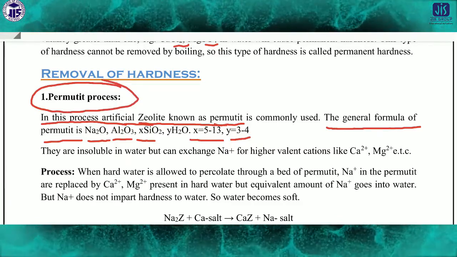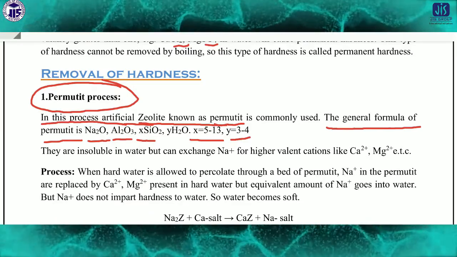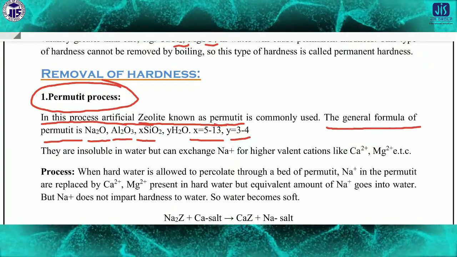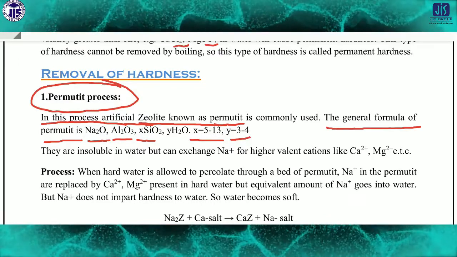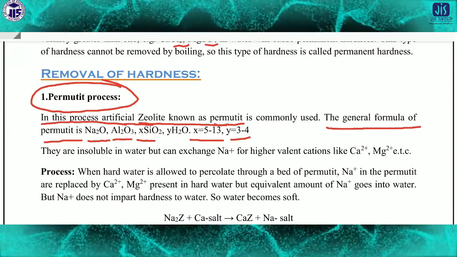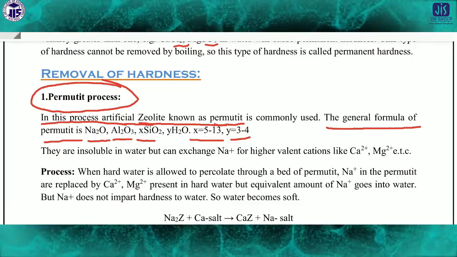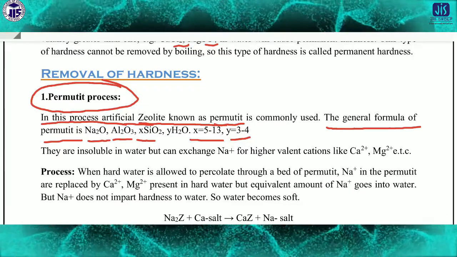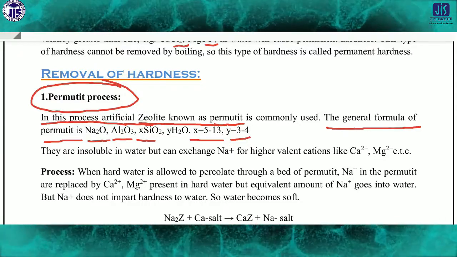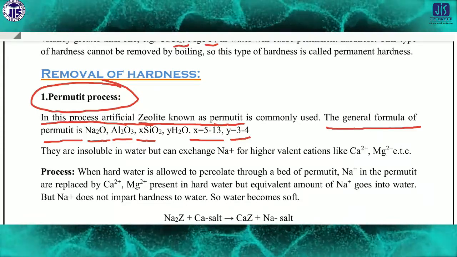This is another important question. You may expect this type of question in an MCQ or in a short question where you have to write down the formula of permutit, or what the common name of permutit is. So the common name of permutit is zeolite, and the formula is Na2O Al2O3 x SiO2 y H2O, where the values of x and y vary from 5 to 13 and 3 to 4.